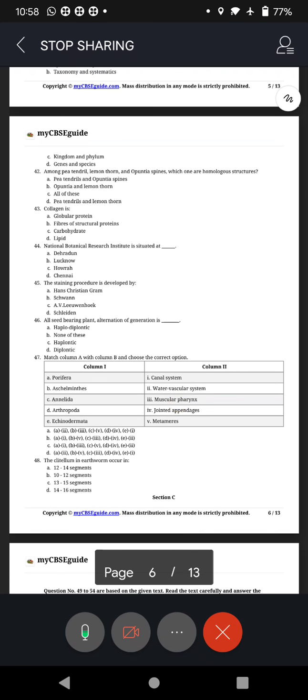Now there is a column 1 and column 2. Let's match the following. He is giving under column 1 names of phyla: A. Porifera, B. Aschelminthes, C. Annelida, D. Arthropoda, E. Echinodermata. Under column 2 he is giving the main characteristics: canal system, water-vascular system, muscular pharynx, jointed appendages and metameres.